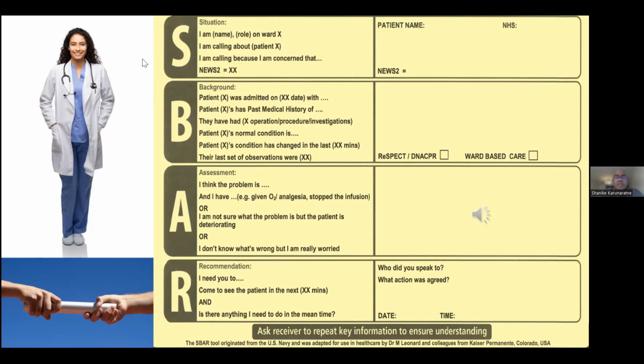So in the recommendation section, you can ask, do you want me to do anything else? Like a focused echo, doing an ABG, putting in a central line. That recommendation you can ask from the senior, or you can say that you have already done that.